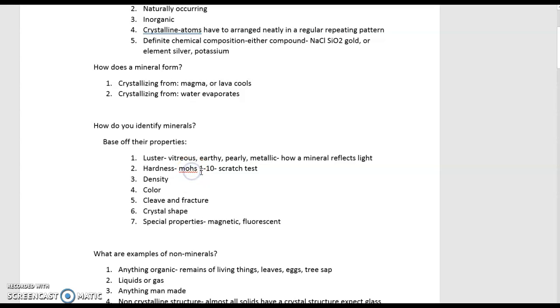Hardness, Mohs 1 to 10. 10 is the hardest. 1 is the softest, so gypsum would be really soft. Diamond is one of the hardest substances on Earth with a 10. And we do that with a scratch test. So do you remember the penny and the nail and the glass plate? Okay, so those are the things we used to determine how hard something was. Again, Mohs is only used for minerals, not rocks.